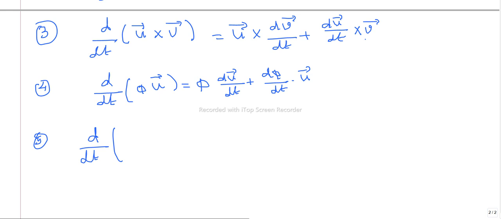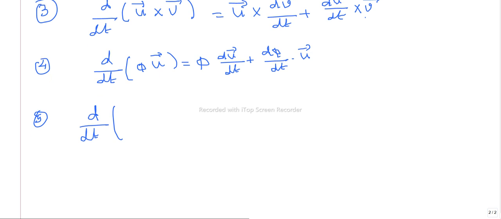For example, volume. The result will be a scalar. It's a number, but it's a function of t. I will explain later. Maybe if you understand what a scalar valued function is, you can see what this one is.